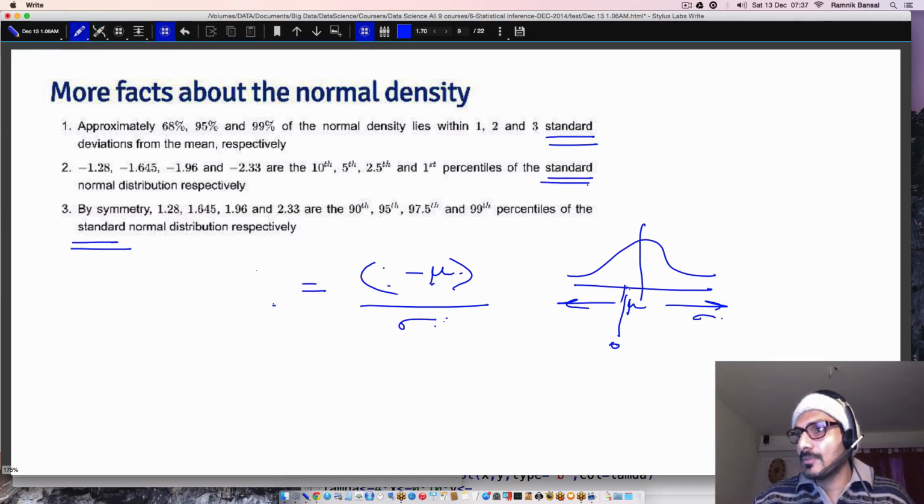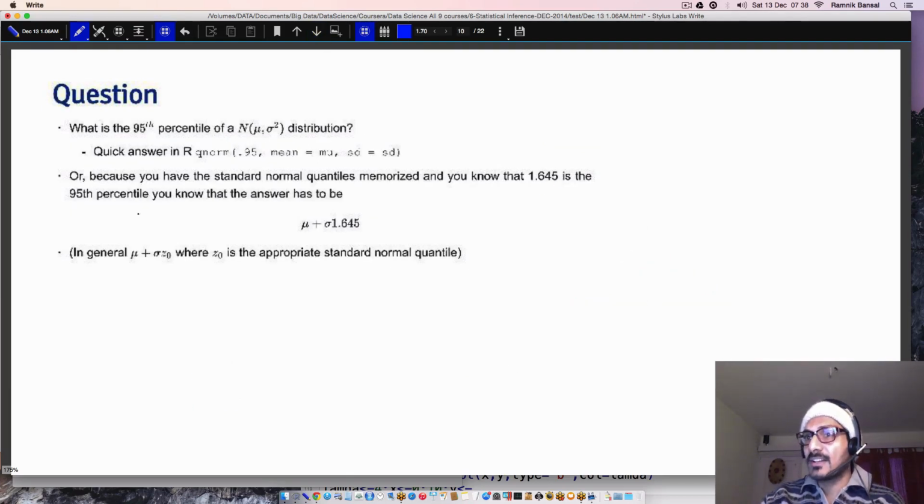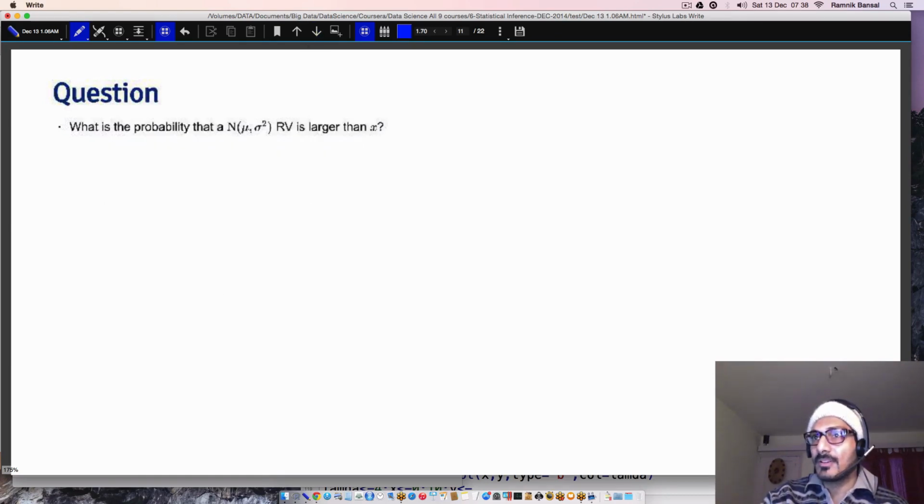Whatever new one that I had, let me call it z. So I subtracted mu from that and then divided by sigma, I get x back. So my z is nothing but sigma into x plus mu. So I stretch it by multiplying by sigma, and then I offset it by adding mu to it. So that's my z, and I can come to x similarly. So that's what he's using here. He says that for any of these values, I can use this formula to compute the values. So in general, mu plus sigma z0, where z0 is the appropriate standard normal quantile. Is this fine? Just a little transformation here.